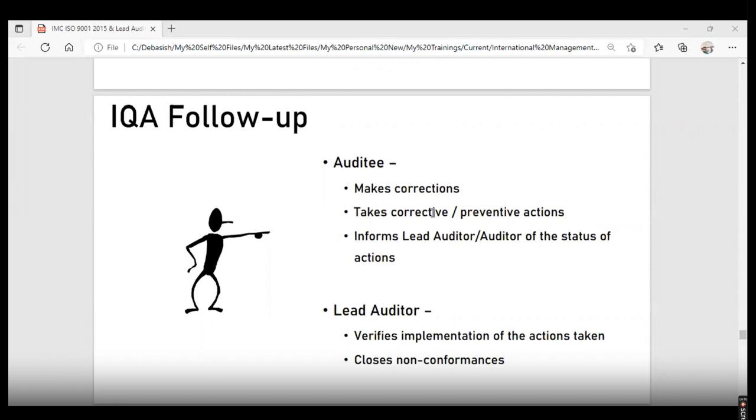So with that, we come to a close of this module, which talks about the IQA, the internal quality audit procedure. We will have more learning in our further sessions.